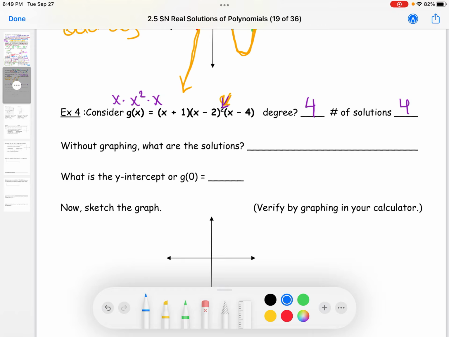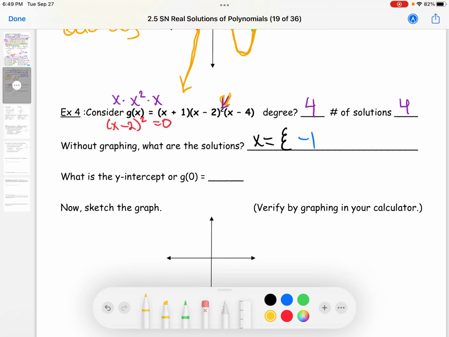Now, again, without graphing, what are those solutions? Those solutions, curly braces, x equals curly braces. That first one, x plus 1, set it equal to 0. We get x equals -1. This next one looks a little different to begin with. X minus 2 all squared equals 0.